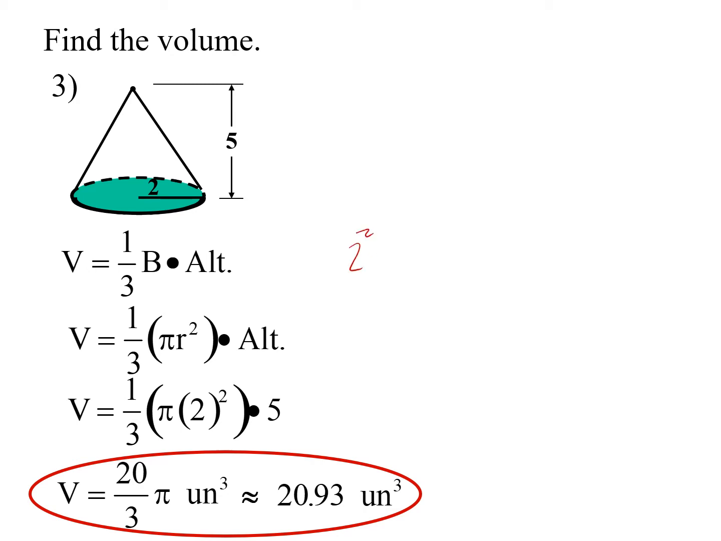If you're not certain how I got that 20 over 3, just remember it would go like this. 2 squared equals 4. 4 times 5 equals 20. And then 1/3 times 20, you go like this, and you get 20 over 3. That's where I got that number from, if you're wondering. So just like last time, plug in the numbers, do the multiplication, and use a calculator if you need to.